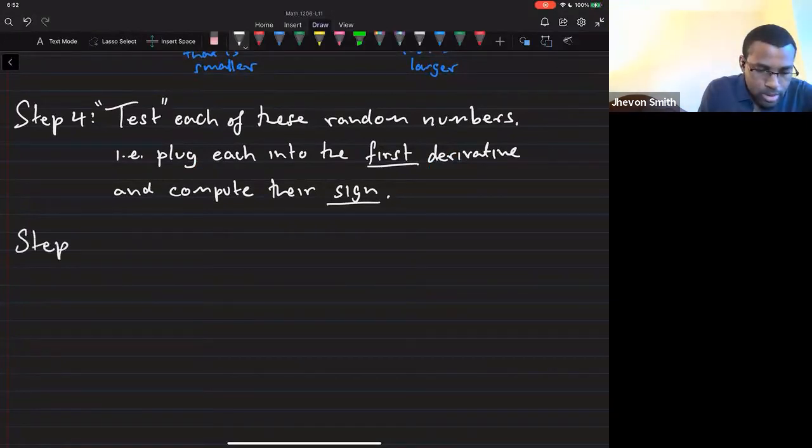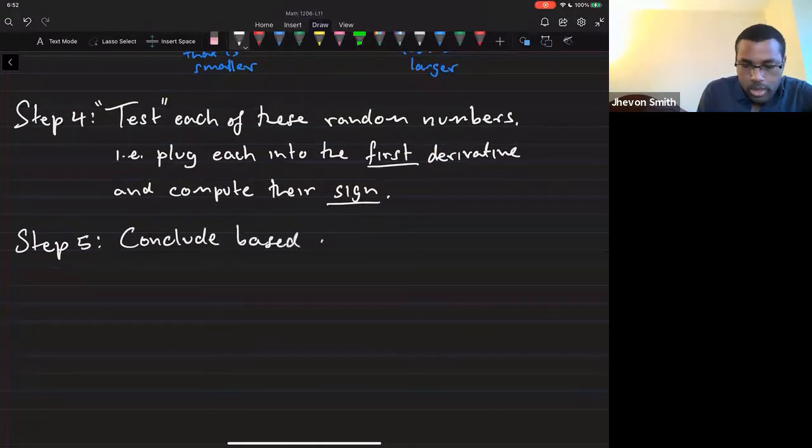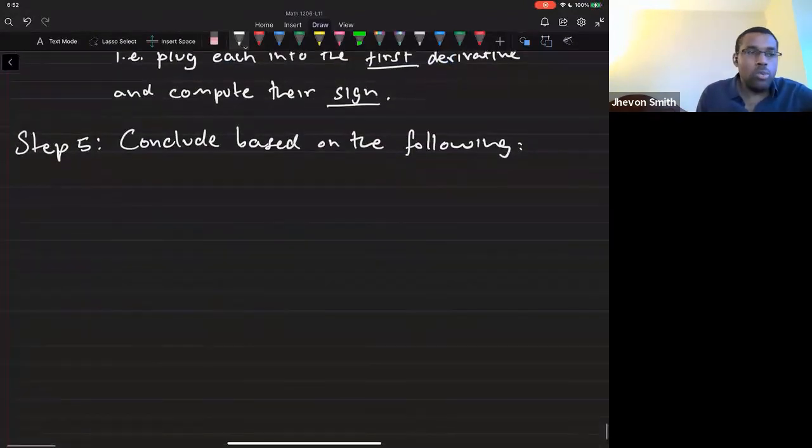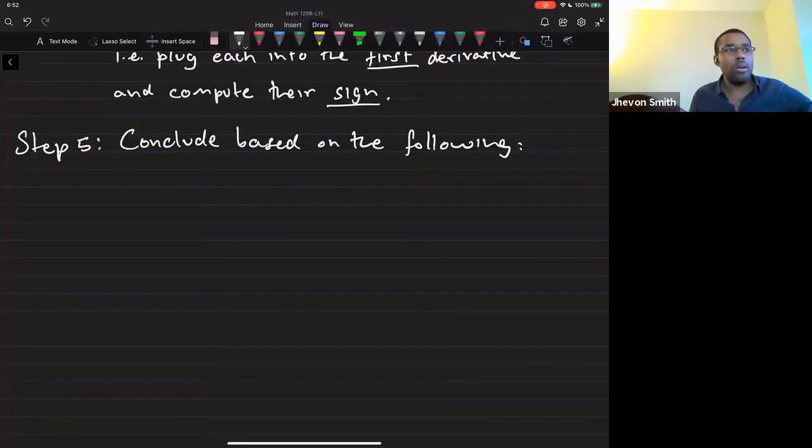So yeah, and step 5, conclude based on the following. Okay, so once you do this, you can end up in a bunch of situations. Two of them are very special, and then everything else you just kind of categorize as, well, nothing of interest at this point is going on. So here's one situation.